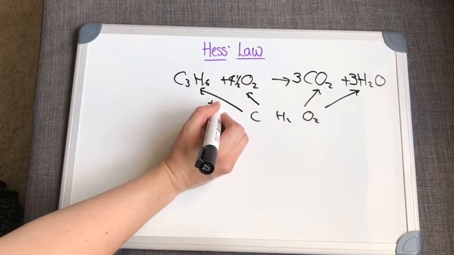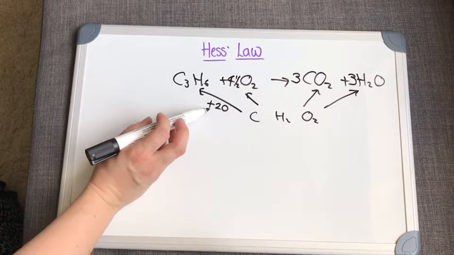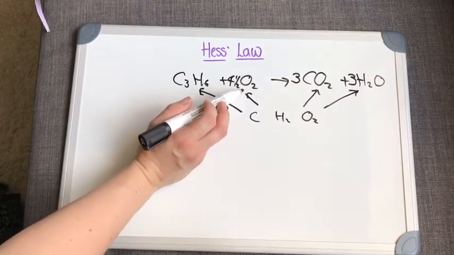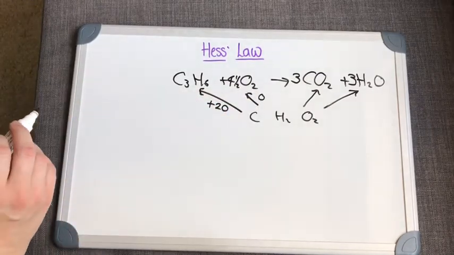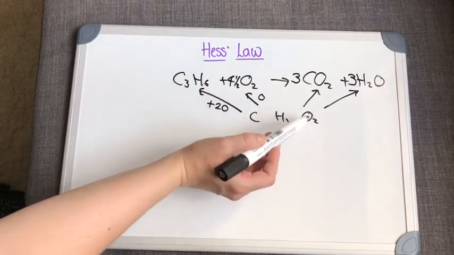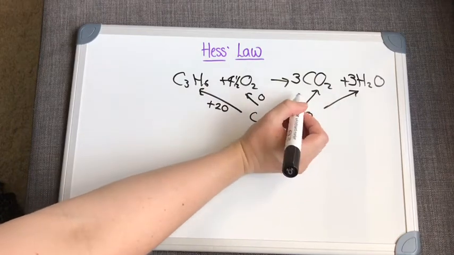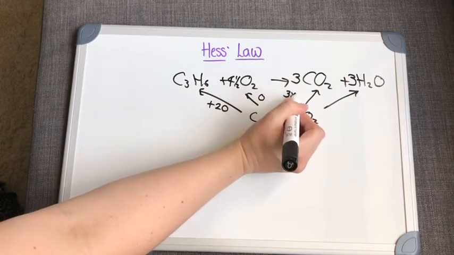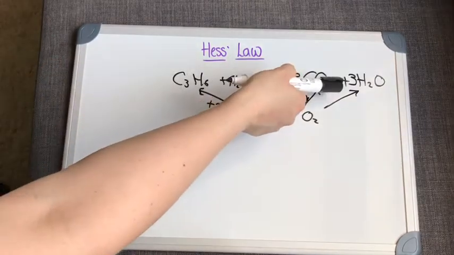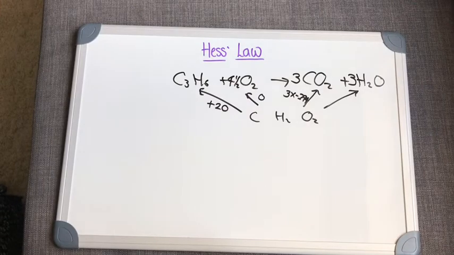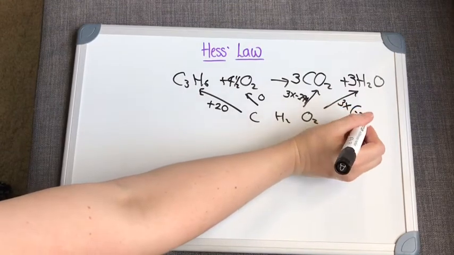So if I look at my table, propene has an enthalpy change of formation of plus 20. The enthalpy change of oxygen, you'll notice, isn't included in the table, and that's because oxygen's an element. So by definition, its enthalpy change of formation is 0. There's no change between this and this. The enthalpy change of formation of carbon dioxide is minus 394. Again, I've got 3 moles of them, so I'm going to do 3 times minus 394. And finally over here, water has got an enthalpy change of formation of minus 242, but I'm forming 3 moles, so it's going to be 3 lots of minus 242.